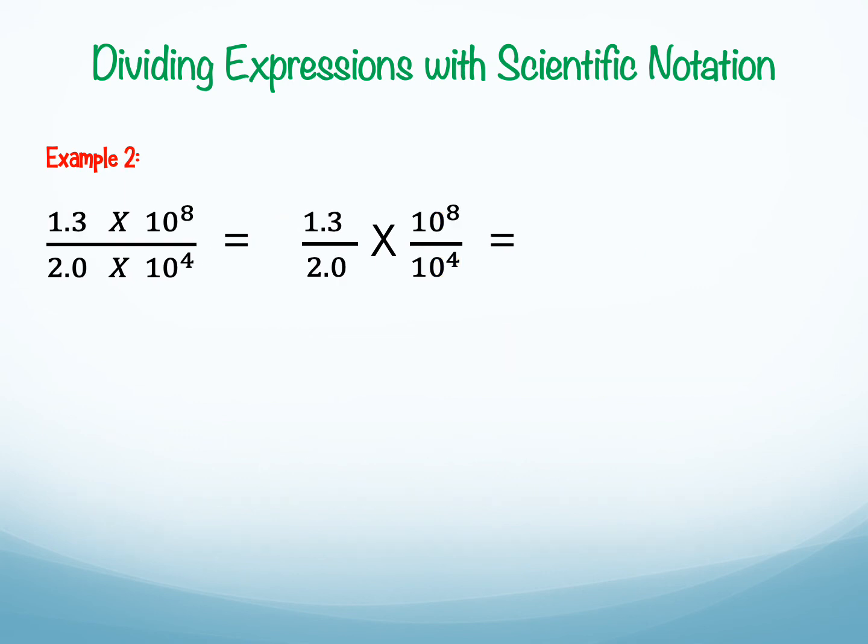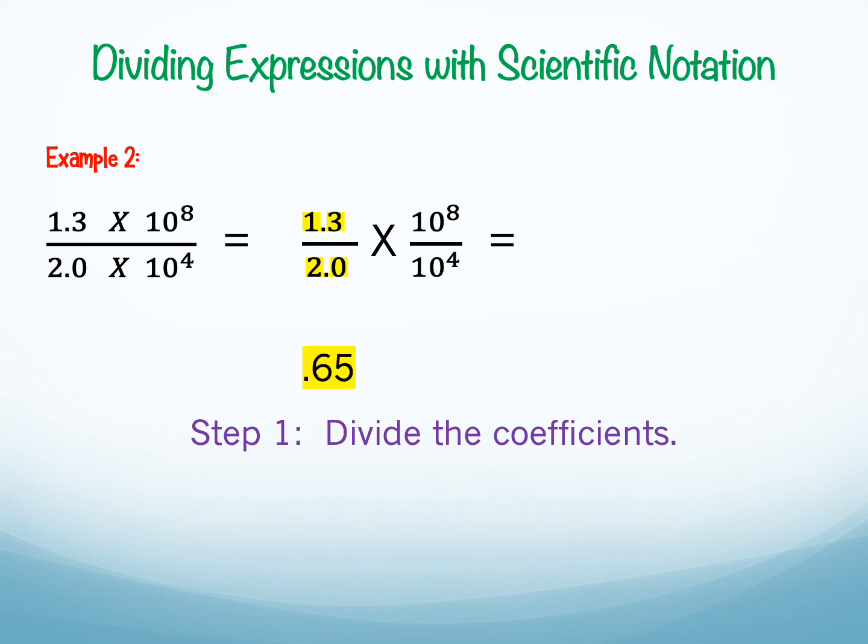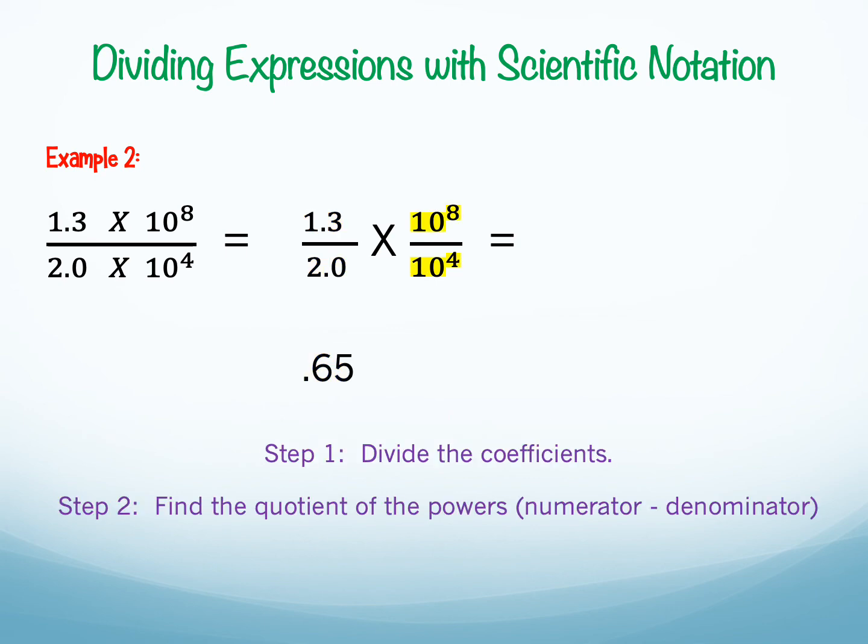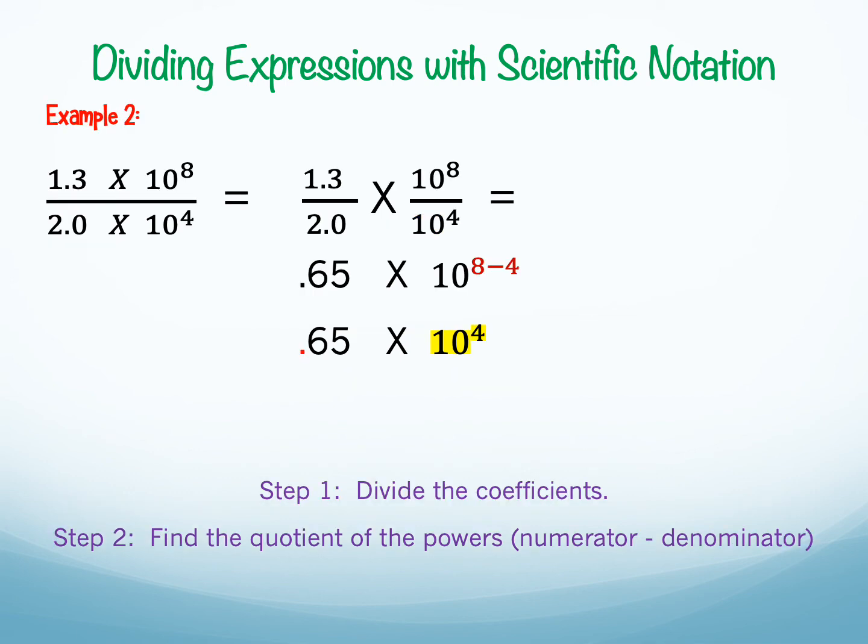In example 2, we will use the same steps. We start by dividing the coefficients. We get 0.65, 1.3 divided by 2. Next, we're going to divide the base 10 numbers. Because they have the same base, we can subtract the exponents, numerator exponent minus denominator exponent, and we get 0.65 times 10 to the 4th power.